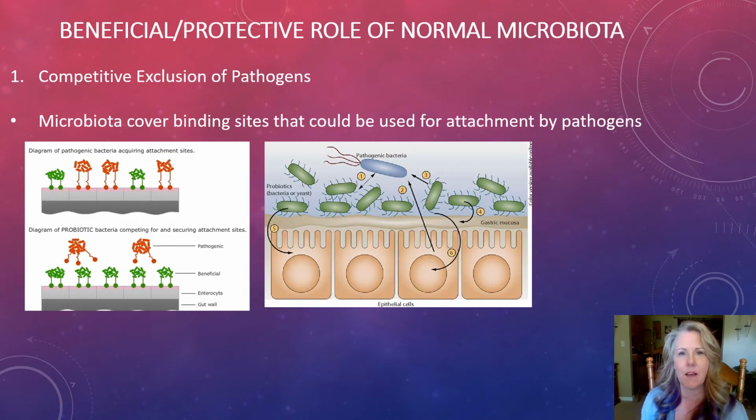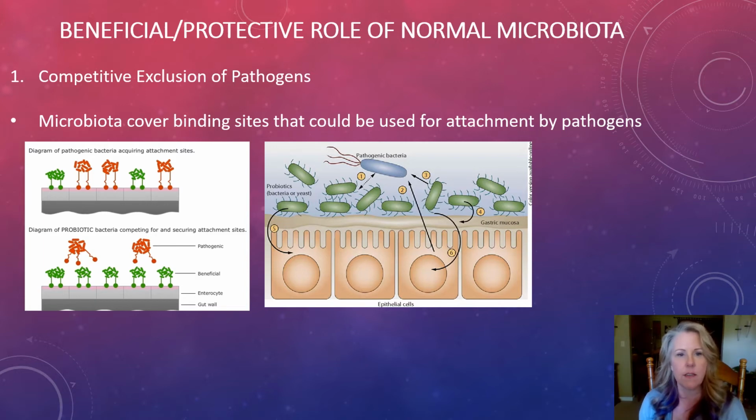Now I want to talk about the beneficial or protective role of the normal microbiota. I'm going to list out 4 for you, and we're going to start with number 1, which is competitive exclusion of pathogens. If you take a look at the picture on the far left, where you see some green things and some red things, you can blow that up and take a look. What that's representing is the gut wall.